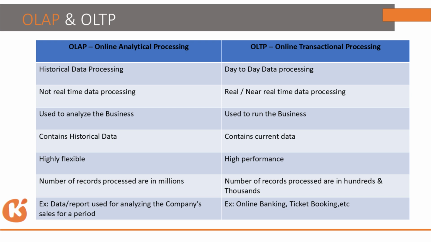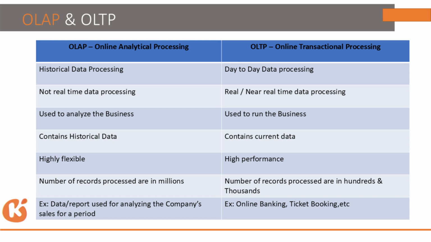So OLTP should have high performance. Let's say, for example, you swipe your credit card and you should get that SMS alert within a few seconds or within a minute. Within no time, whatever application is running should process your data and send the acknowledgement back to a registered mobile number. And OLTP should be highly flexible since it has to handle millions of records, right? So it should be highly flexible.